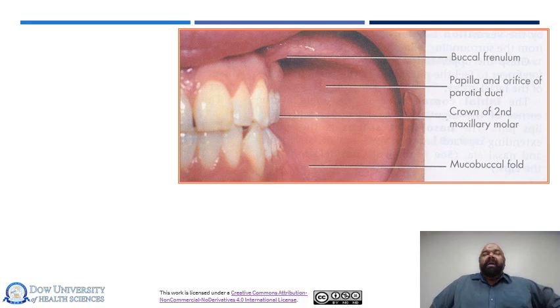So we have three major salivary glands. The first major salivary gland is the parotid gland. The second is the submandibular gland, and the third is the sublingual salivary gland. So we have a parotid gland, we have a submandibular gland, and then we have a sublingual gland as the major salivary glands.